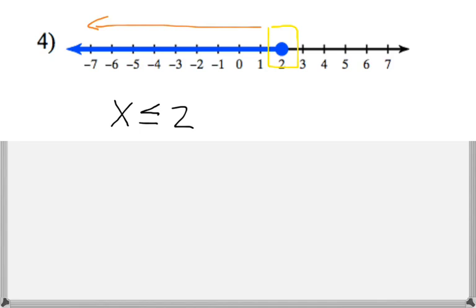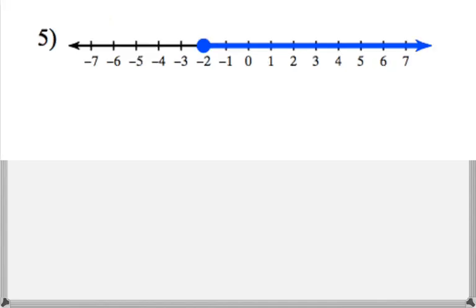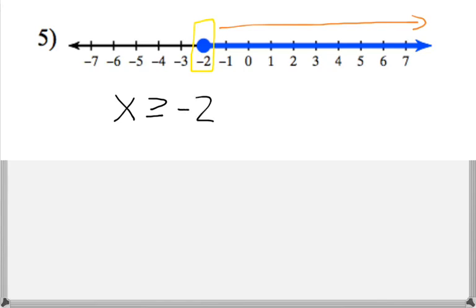Let's look at one last example involving writing the equation. Here we again have a closed circle at -2. I'm going to use x. Everything to the right is greater than, and it was a closed circle, so greater than or equal to that number, -2.